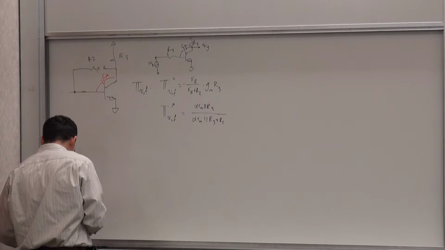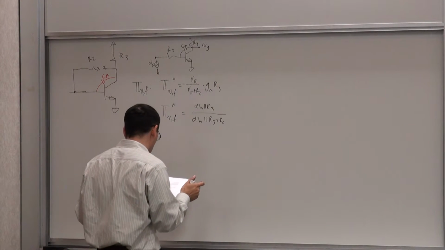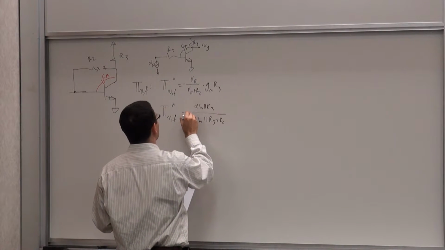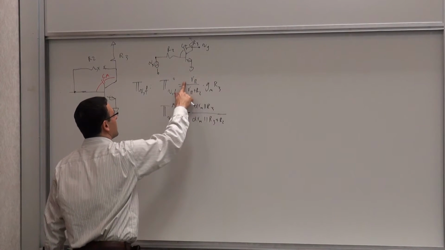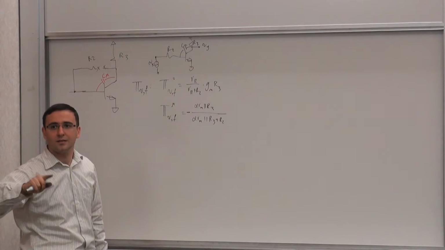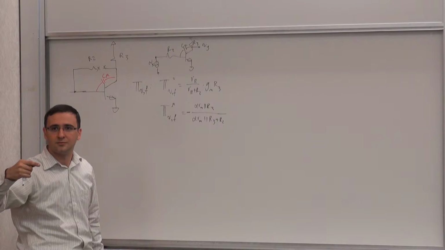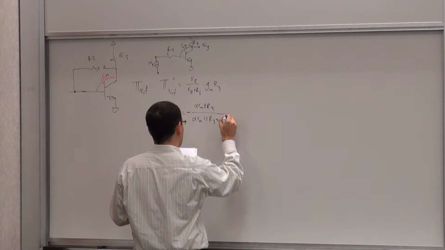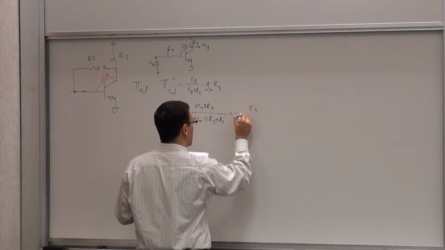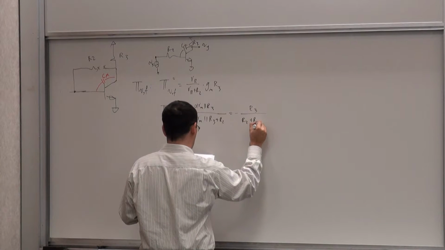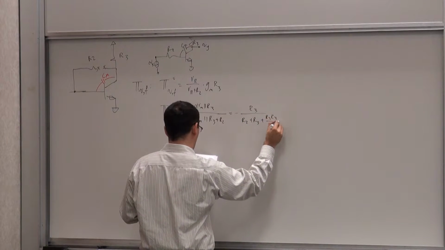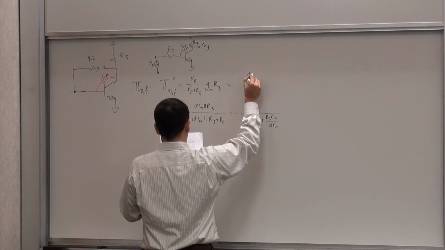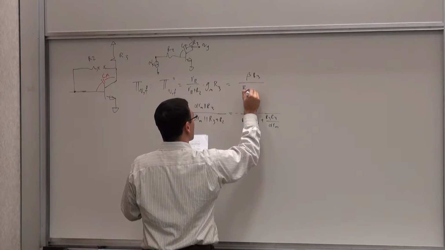So I can rewrite it in a different way, and with a minus sign, by the way. Why minus sign? Oh, and this is plus, by the way. Because remember, there's a minus sign in the definition of the loop gain. So that minus becomes plus and this plus becomes minus. So you can write this as minus R3 over R2 plus R3 plus R2 R3 over alpha Rm. And this one is beta R3 over R2 plus R pi.